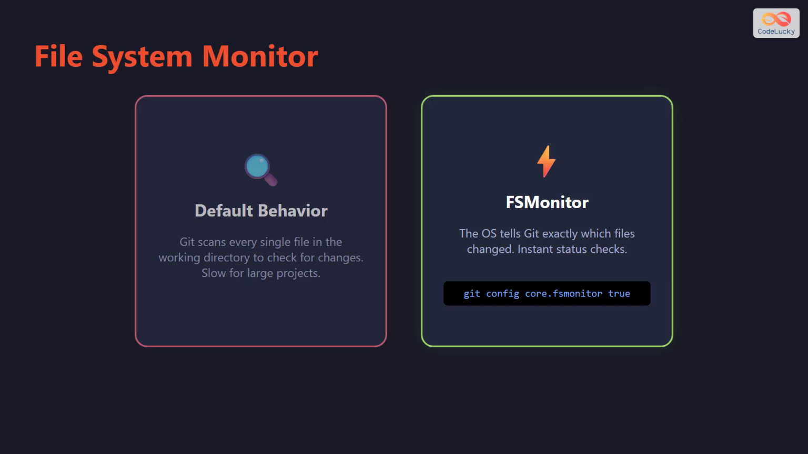By default, when you run git status, Git scans every file to see if it changed. On large projects, this is slow. Enabling the file system monitor integration allows Git to ask the operating system which files were modified, making status checks instant regardless of project size.